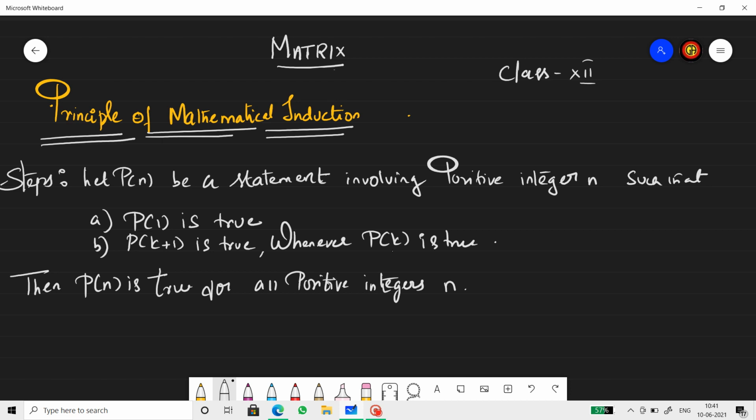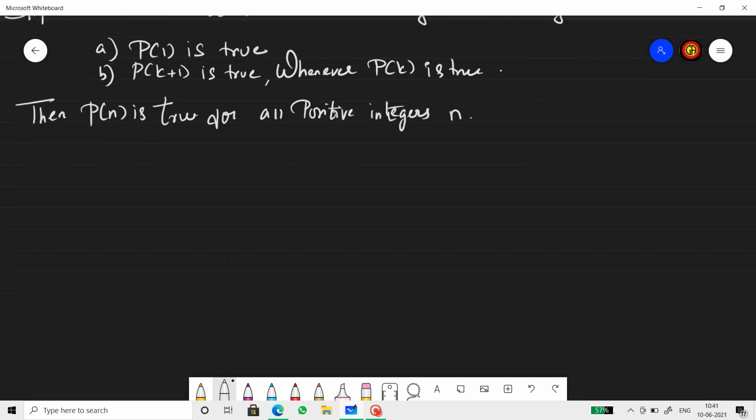So if it is true for 1, then the statement is correct. Then we assume it is true for k. If it is true for k, it has to be true for k plus 1 also. So P of k plus 1 is true whenever P of k is true. Then P of n is true for all positive integer n. Right? So this is the algorithm while doing PMI models. I'm going to take 3 questions to explain you this concept. Question number 1.